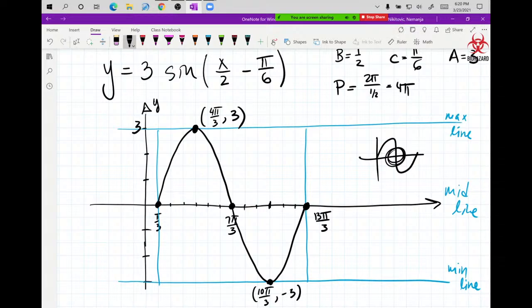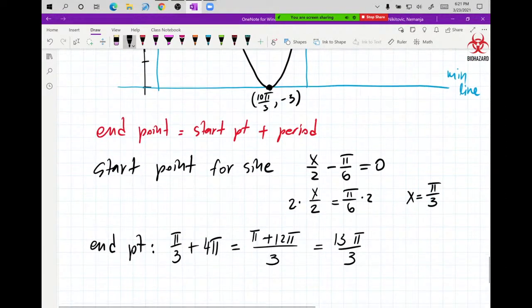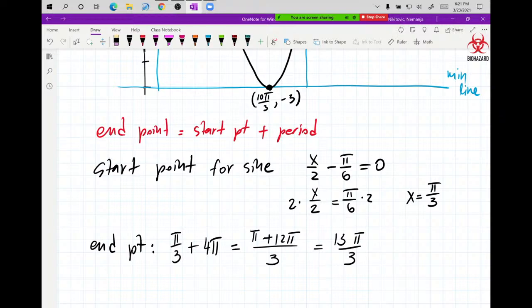This is so easy. You're just counting numbers. I literally counted 1 to 13 and then found middles. That's all I did. Nothing special. Now, how do I know it's 1 to 13? Well, first of all, I calculated my start point by setting the parenthesis equal to 0. And then to calculate the end point, I added the period. And that's how I know that I have to count from 1 pi to 13 pi over 3.